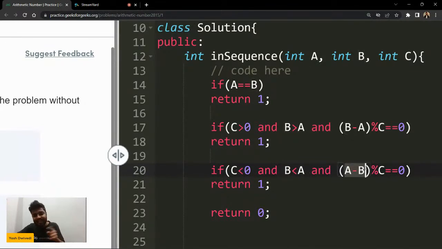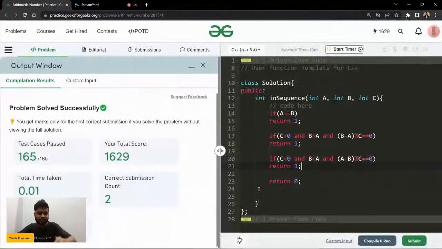Again I'll check that the difference has to be divisible by c, as we did for the case of the increasing series. So in that case, a minus b should be divisible by c. In that case only I'll return 1, otherwise in all the cases I'll return 0.